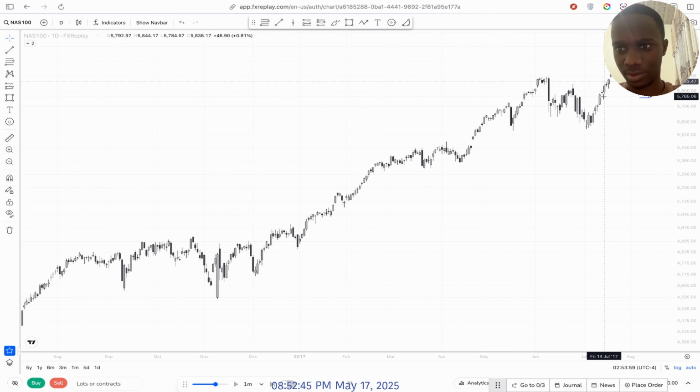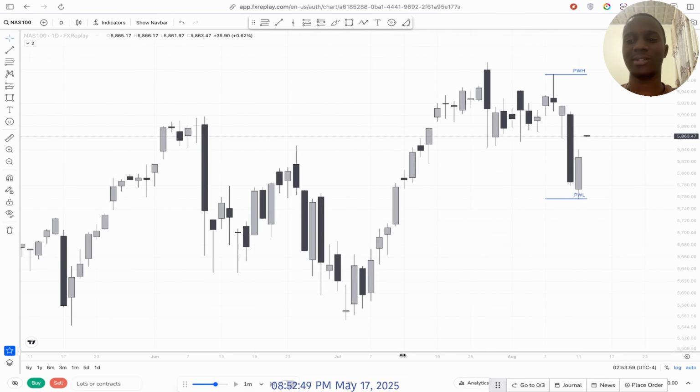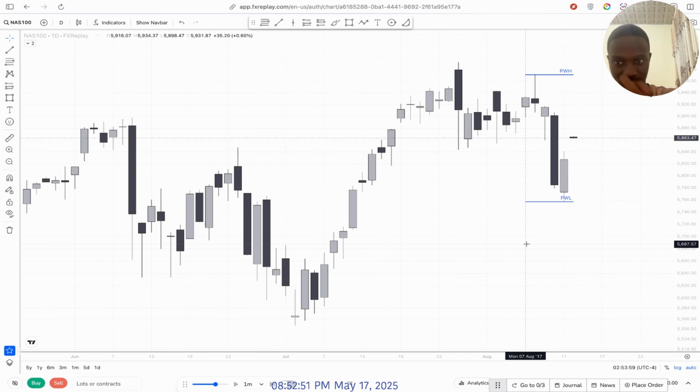You can see that it reacted, it came into this fair value gap and then even pushed higher, so you have more reasons to push higher. So basically Friday's high was taken out after we jumped.